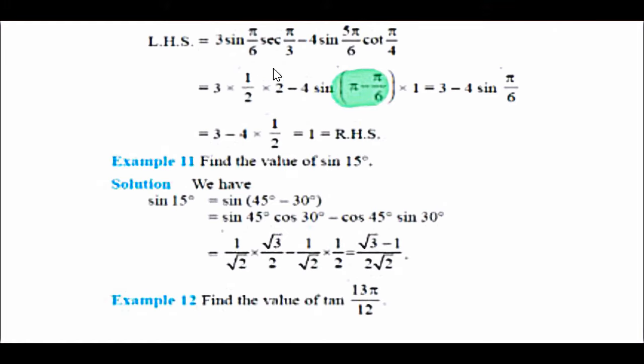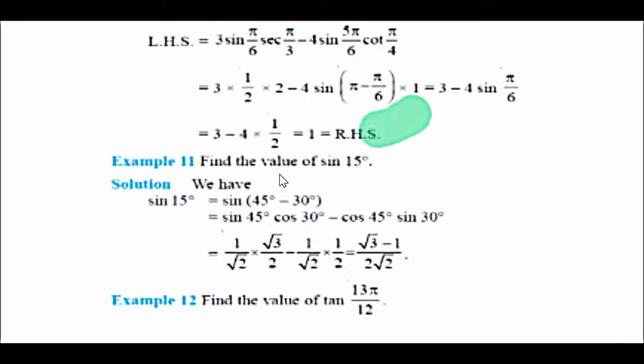Once this is written, you see sin pi minus theta is nothing but sin theta. So sin pi minus pi by 6 will become sin pi by 6 eventually. Now we can place the values. Sin pi by 6 we know is half, sec pi by 3 we know is 2, and 4 sin pi by 6, so this is half. And cot pi by 4, this is quite obvious: tan pi by 4 means 45 degree, and cot 45 degree is nothing but 1. So the answer is also 1. So this is what the answer will be.